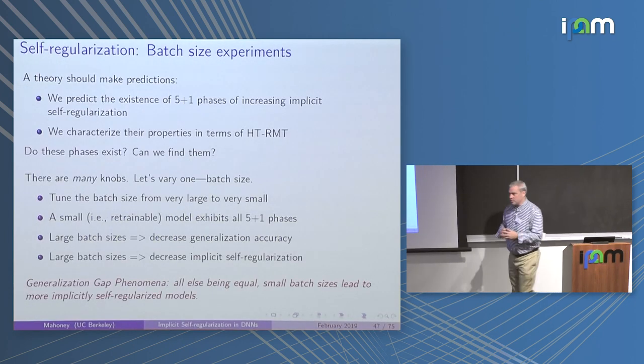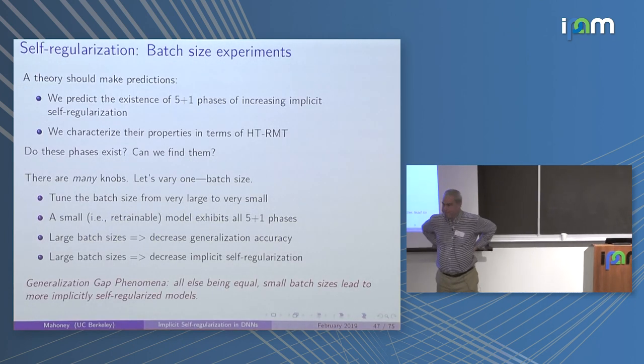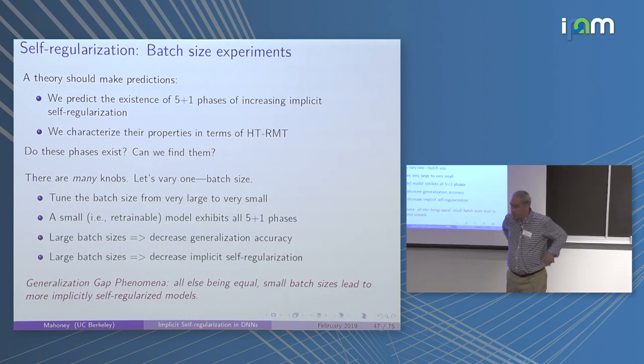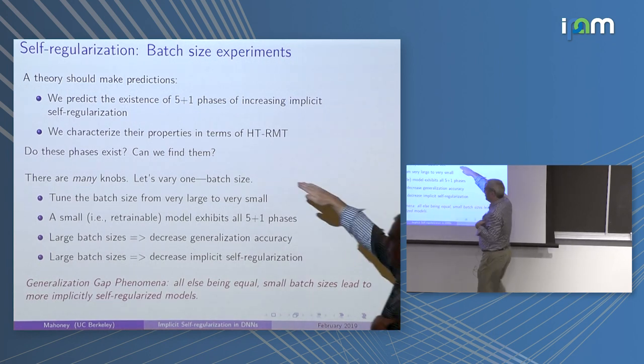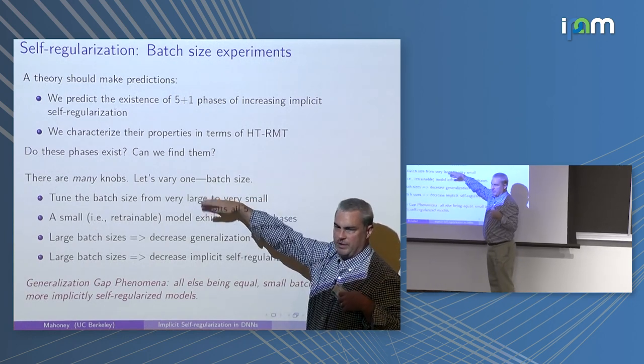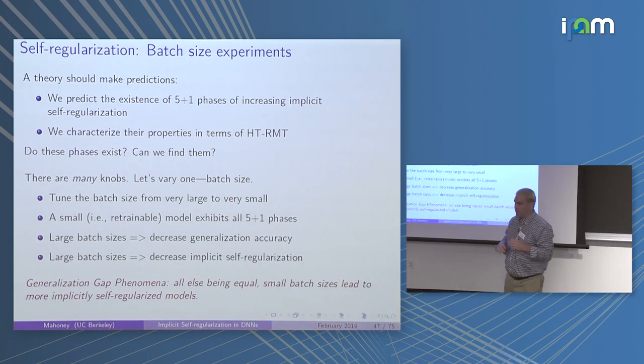A theory should make predictions. We posited these things exist, right? Do they exist? Because I've shown you two. I showed you LeNet 5, and I showed you one of 50 more recent ones. We posited 5 states. Do these exist? And there are many, many knobs in the training process. If I can show you that all 5 phases exist by fiddling with endless knobs, that's not such a compelling reason, right? That could be a false discovery issue. So can I exhibit all the phases by changing one knob? And the answer will be yes.